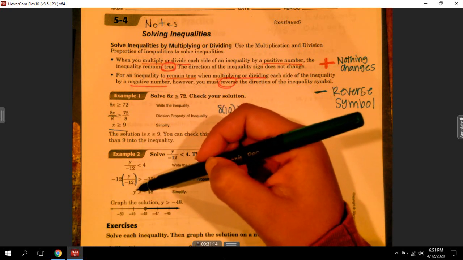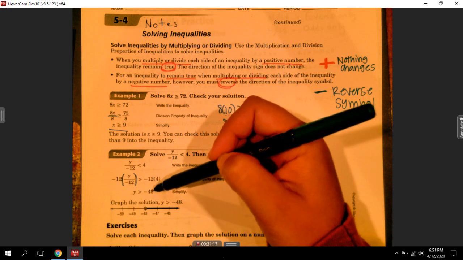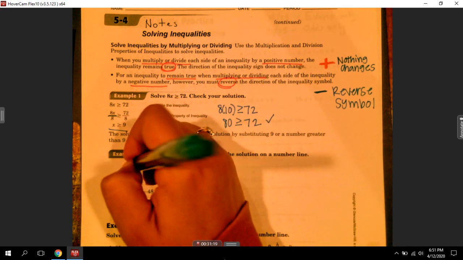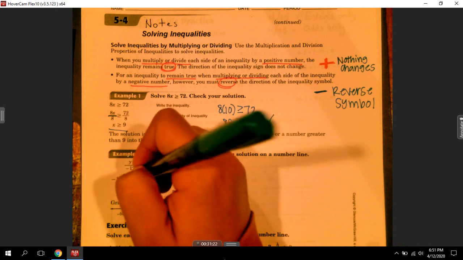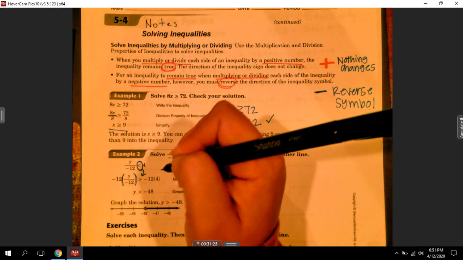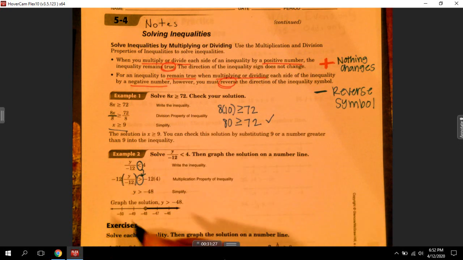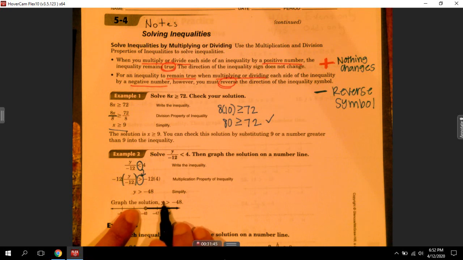So this now reads y is greater than negative 48, okay? So we started with a less than, and then it switched right here to a greater than because we multiplied by a negative number. Can't forget to switch that when you're multiplying or dividing by a negative. And then graphing the solution, we know how to do that from last week. This is a greater than sign, so I know it's going to be an open circle. And then your line is following in the direction of that sign. So it's everything greater than negative 48.